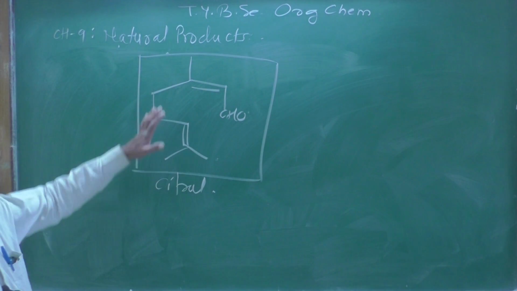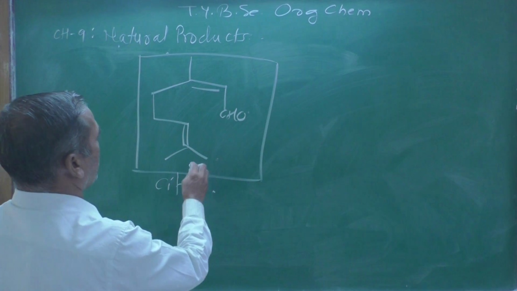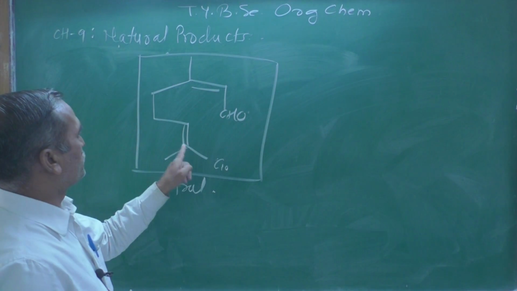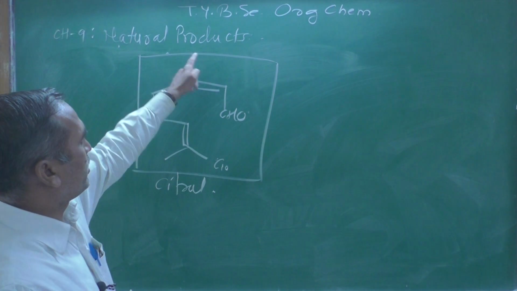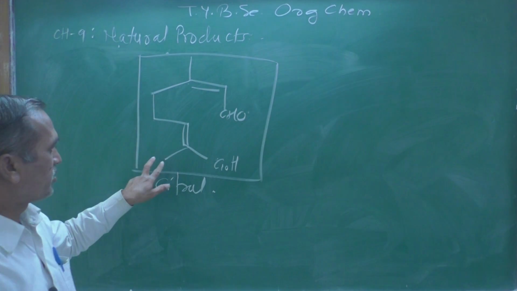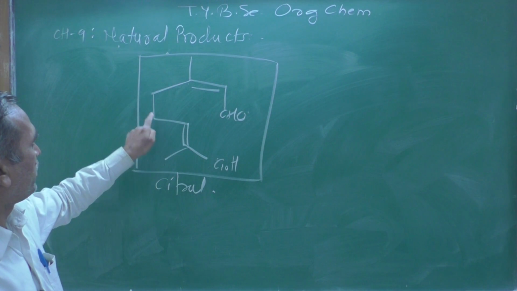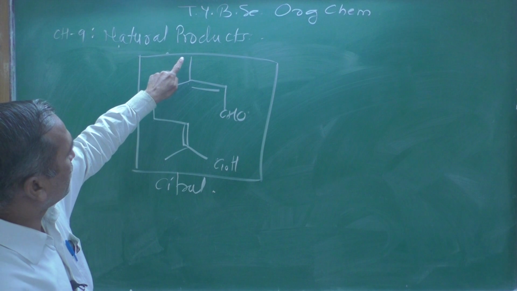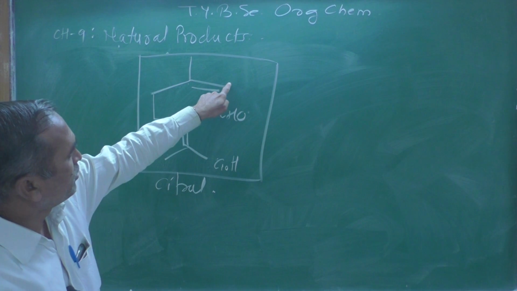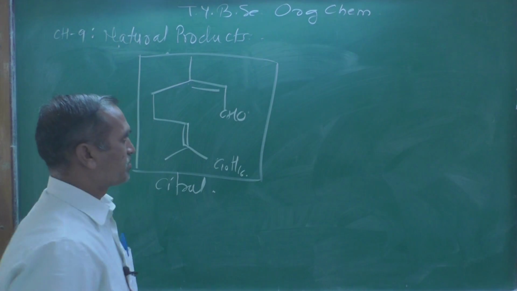If you look at the molecular formula, how many carbon atoms are there? The carbon atoms are C10. Count over here: 1, 2, 3, 4, 5, 6, 7, 8, 9 and 10. Then H16, and how many oxygen atoms are there?